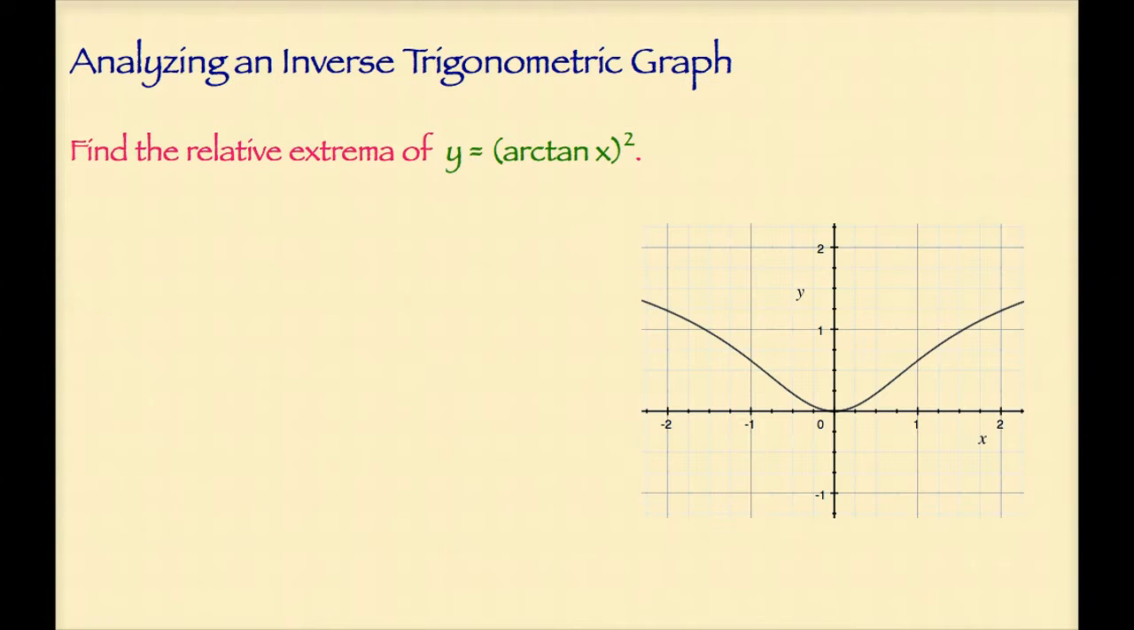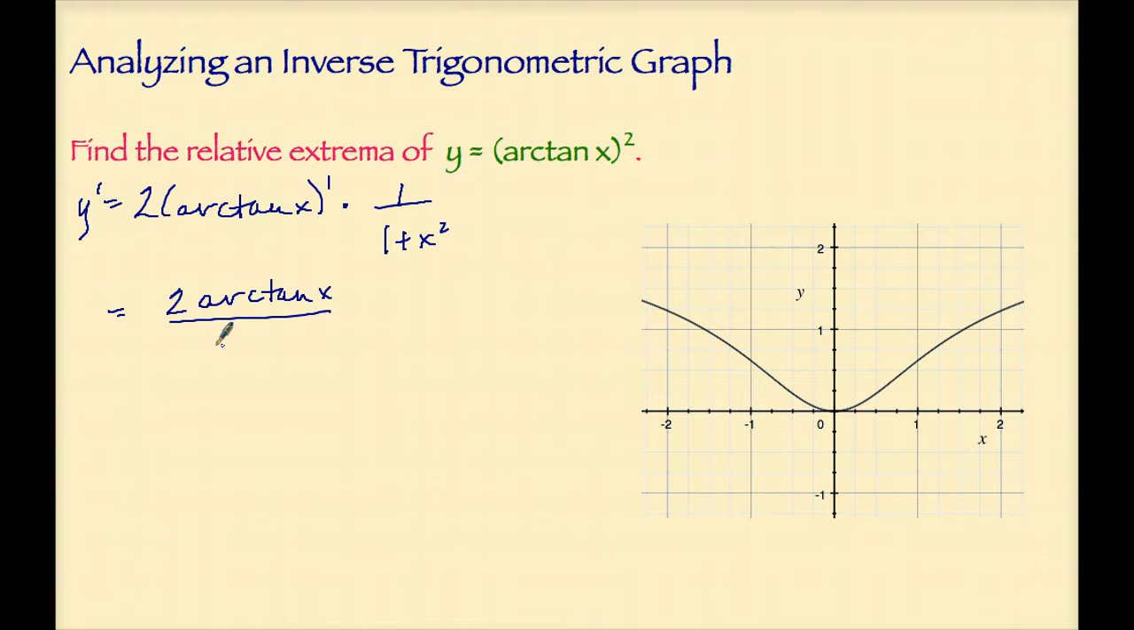In this example, we're going to find the derivative of an inverse trigonometric function in order to locate relative extrema. Let's find the derivative of y equals the quantity arctan x squared. That will be y prime equals 2 times arctan of x to the 1 power times the derivative of arctan, which is 1 over 1 plus x squared. We can write this as 2 arctan of x over 1 plus x squared. Of course, we need to set this equal to 0 in order to locate critical numbers. And since this is a rational expression, we need to just examine where the numerator is equal to 0.